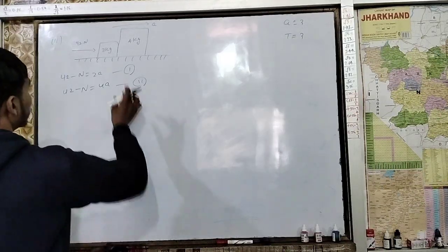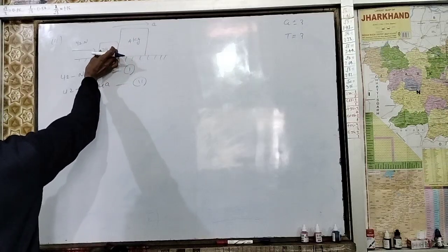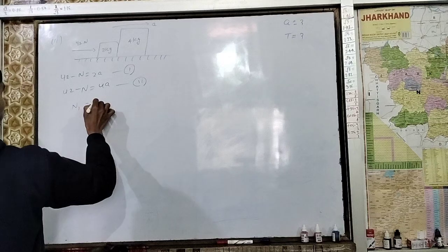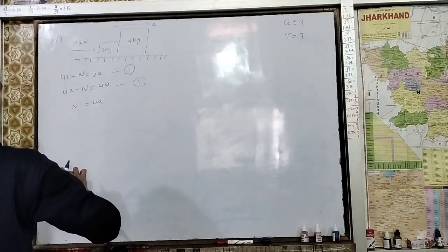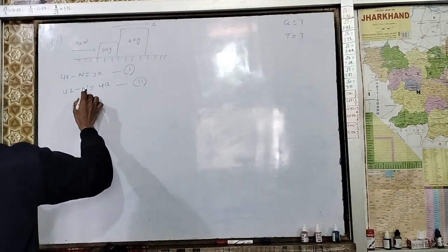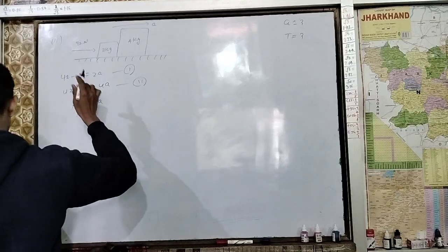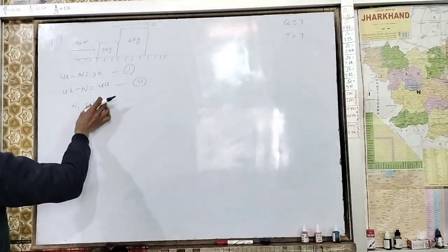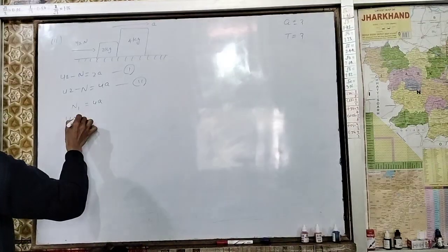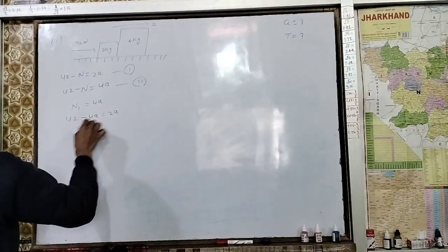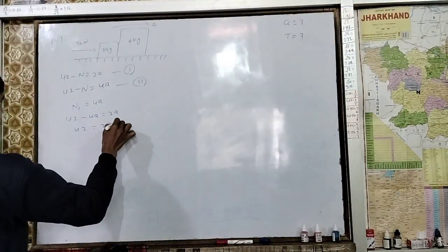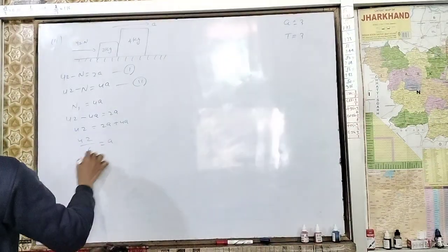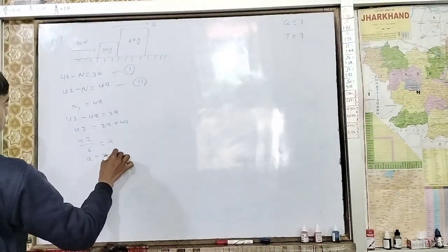Can you write over here the normal reaction from this body will be how much? N1, let's say, will be 4A. Just put the value of 4A in this equation. So 42 minus 4A is equal to 2A. 42 is equal to 2A plus 4A. 42 upon 6. A came out as 7 meter per second squared.